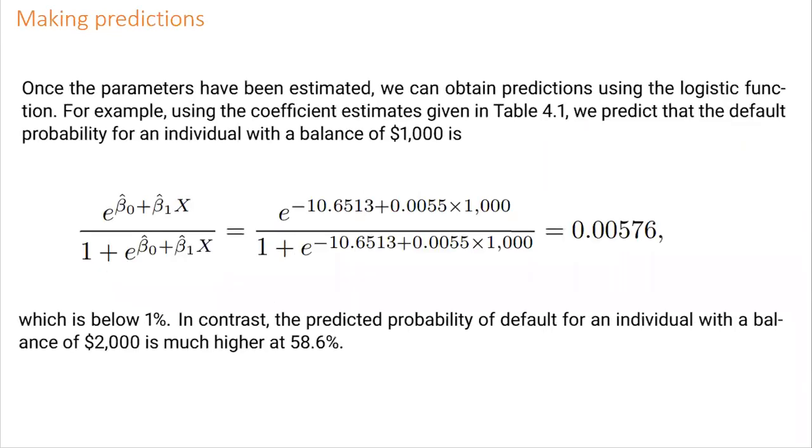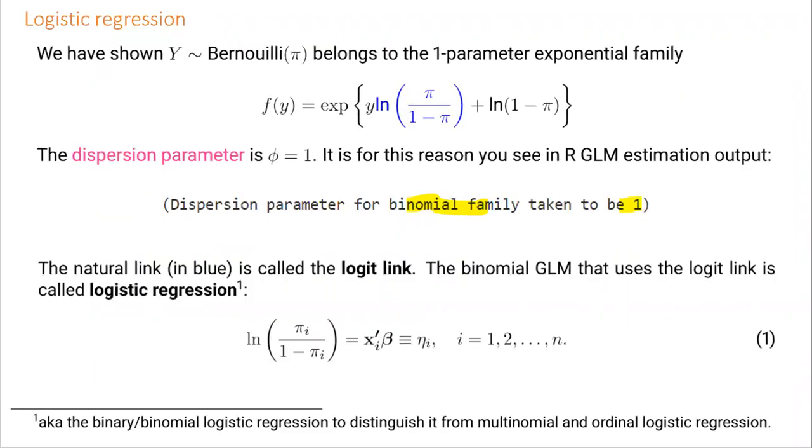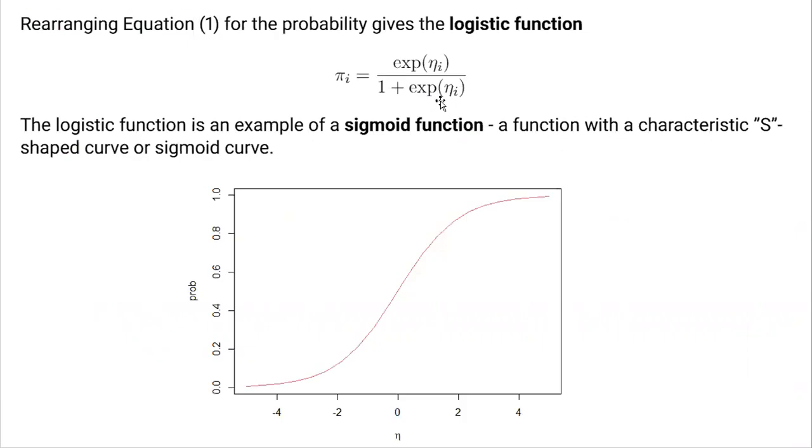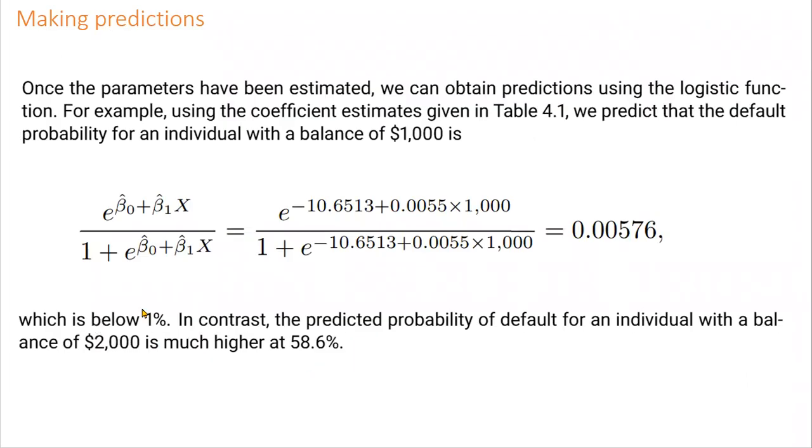Making predictions: once we've fitted the model, we can obtain predictions via the logistic function. We've got the beta hats now, so we plug in certain values of X, which are in our data sample and within our sample range, and then compute the probabilities. You can follow this, for example, this.